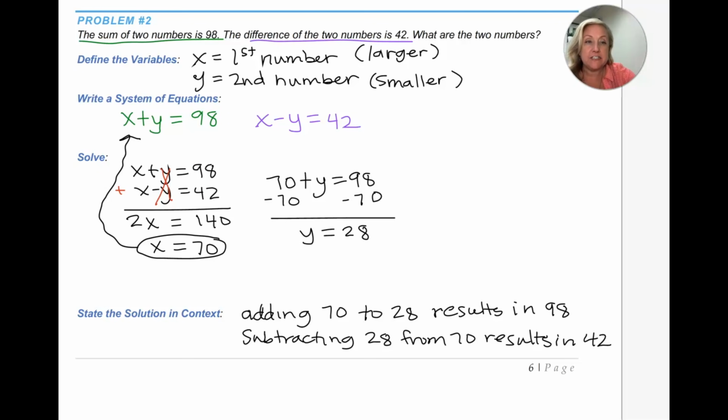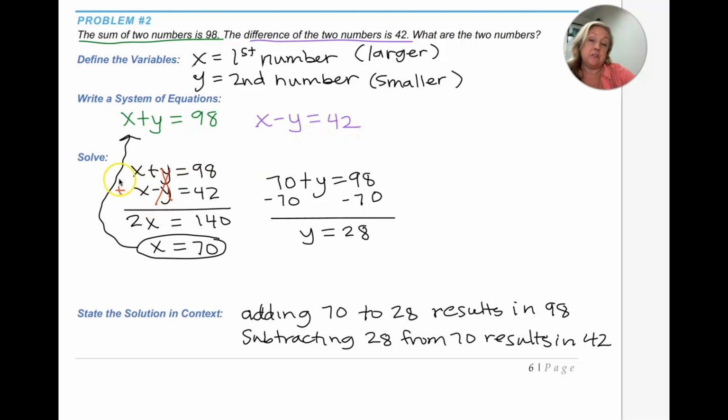Okay, so I decided to define my variables as x is the first number, the larger number, y is the second number, or the smaller number. When I set up my two equations, the sum of two numbers is 98, so x plus y equals 98. The difference of two numbers is 42, so x minus y equals 42.